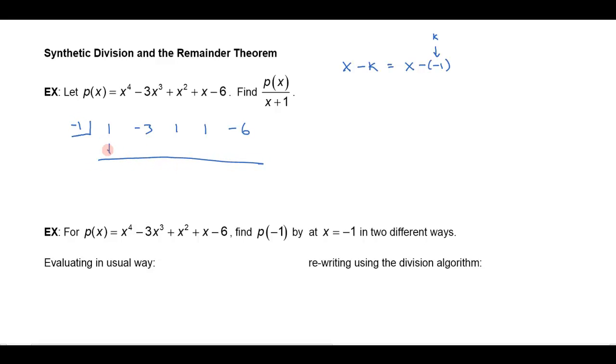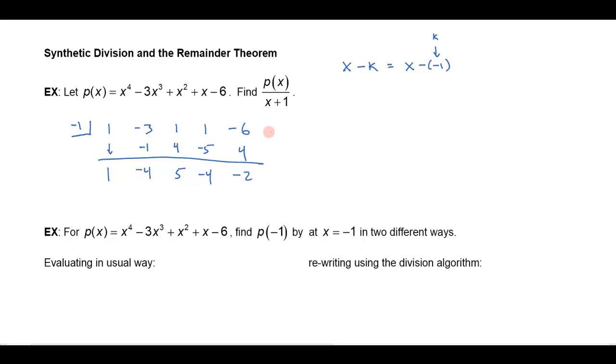Okay, so I leave room for a row of numbers. I bring the 1 down. Negative 1 times 1 is negative 1, and then add these down. Negative 1 times negative 4 is 4, and add those down. And negative 1 times 5 is negative 5, and add those down. And then negative 1 times negative 4 is 4, and add those down.